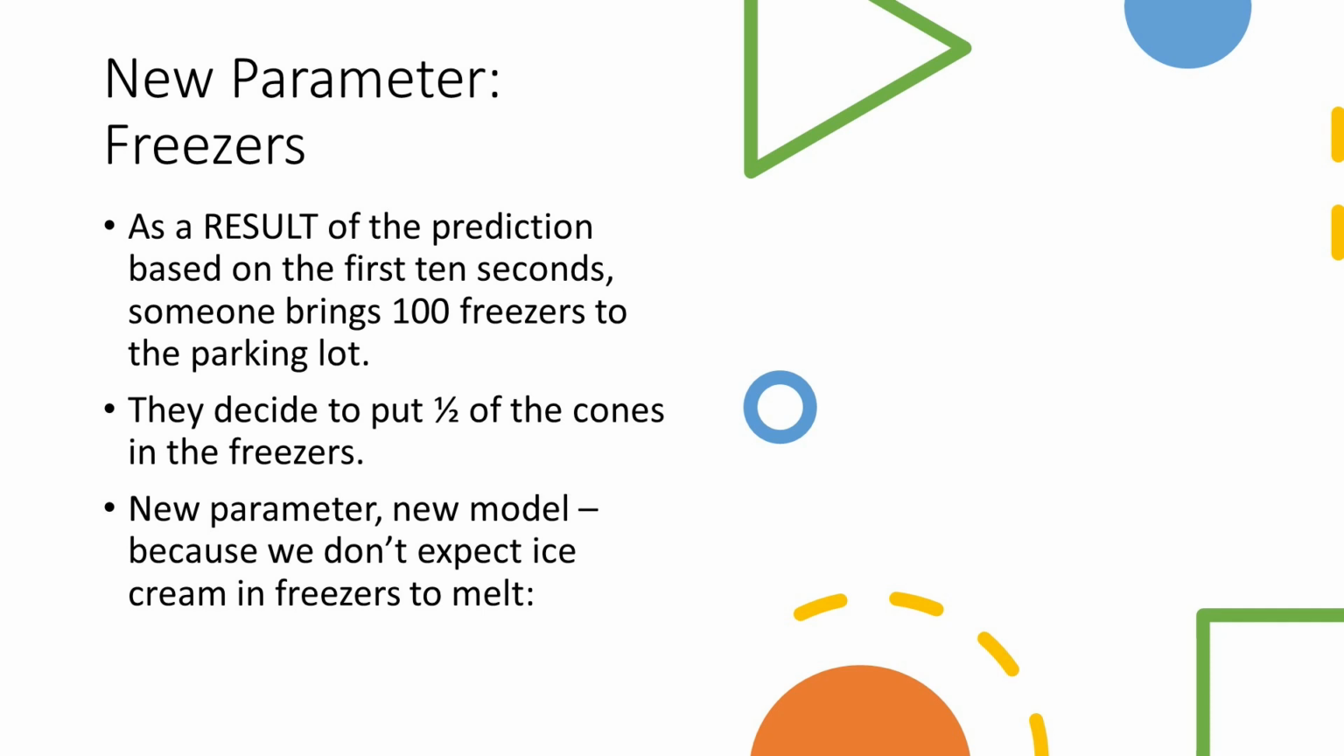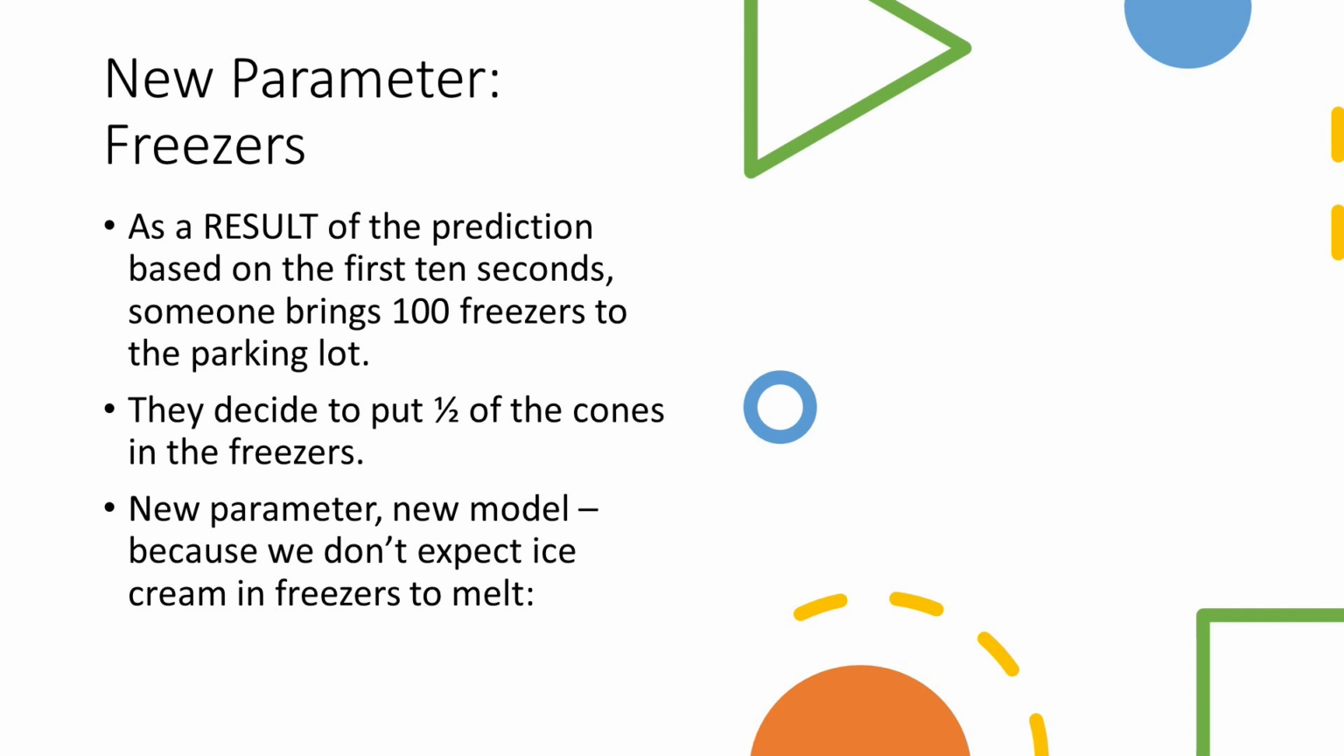Now, there's going to be a new parameter added. This is a dynamic situation, and somebody says, I like ice cream. I'm going to bring huge freezers to the parking lot. I'm going to save these ice cream cones. But I only have space for 50% of your ice cream. So as a result of the prediction, they bring in 100 freezers, and they can only save half of the cones. So there's a new parameter that's been added.